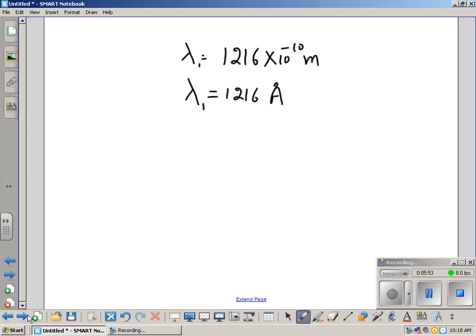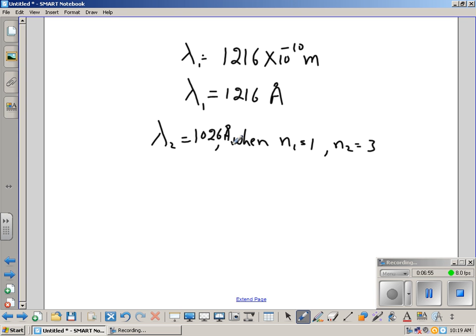Similarly, you can get the wavelength of the other lines. The first line you are calling the first member. How can you get the wavelength of the second line? Lambda 2 can also be obtained by substitution. Lambda 2 can be obtained when N1 is equal to 1, N2 is equal to 3, the second line. What value will lambda 2 be? 1026 angstrom units. This is when N1 is equal to 1, N2 is equal to 3.